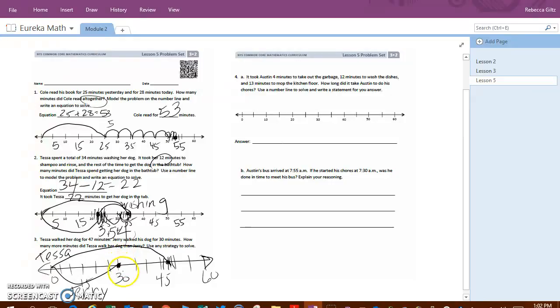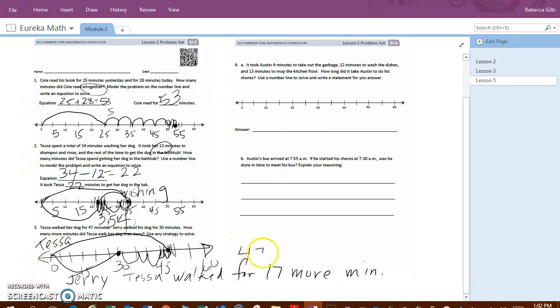So I'm talking about this time in between here, where Tessa was still walking and Jerry wasn't. So if I hop, this is 5 minutes, 10 minutes, 15 minutes, plus 1 more is 16, plus 1 more is 17. Okay, so now I have to answer that. Tessa walked for 17 more minutes. And my number sentence is 47 minus the 30 equals 17.